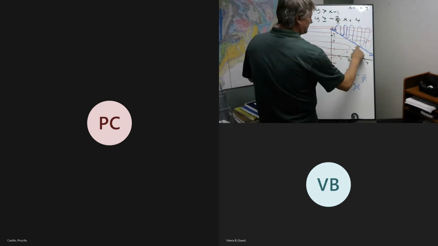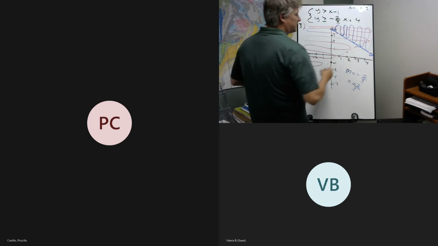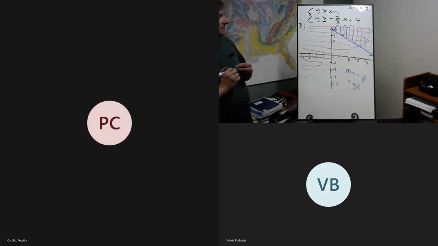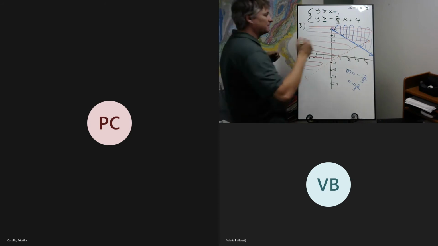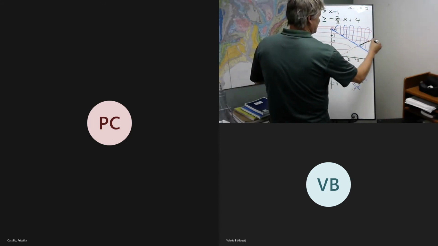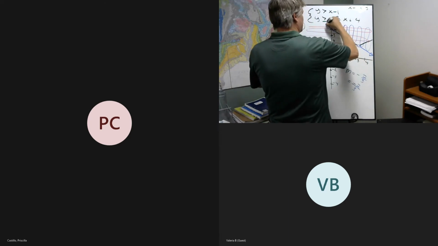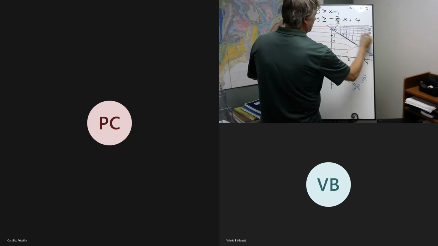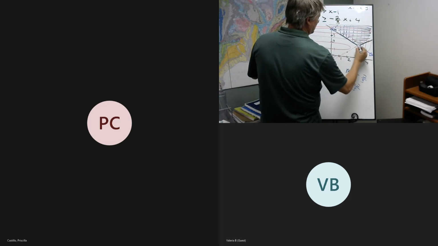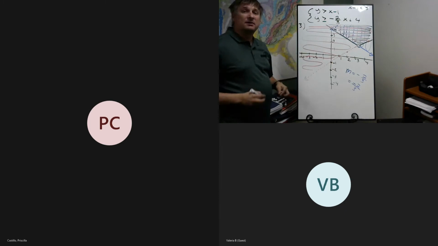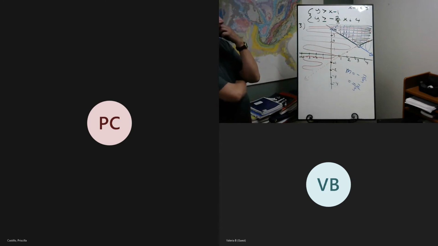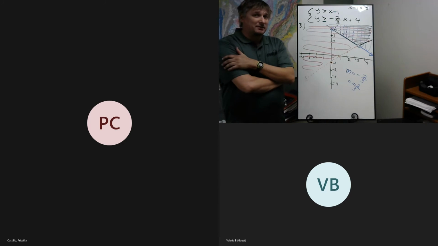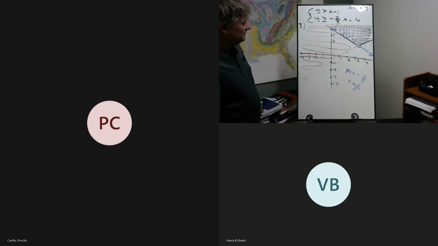Now again here, dotted line, solid line, I'm going to put an open point there. So for the solution, the region is going to be here. This part's going to be our solution. Any questions about that? All right.